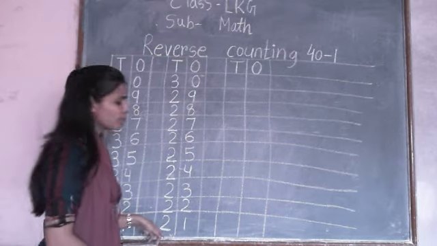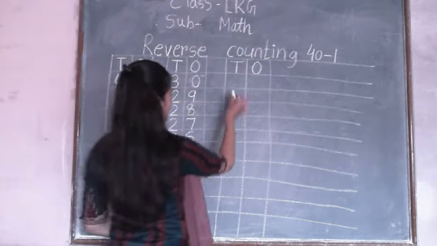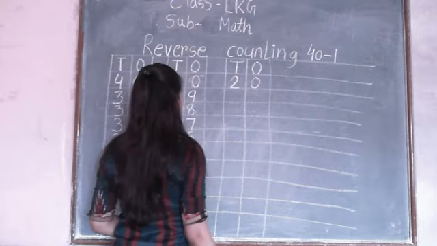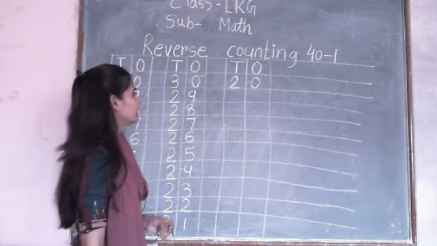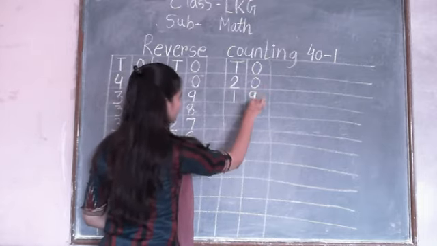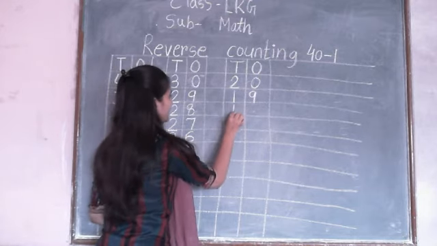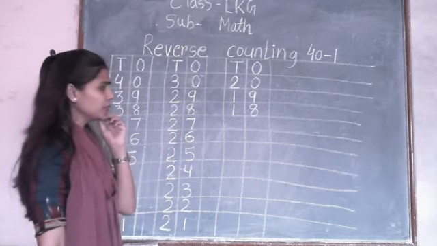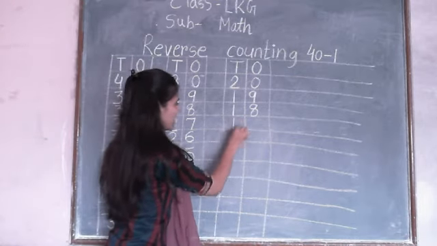Now, what is the before number of 21? What is the before number of 21? 20, 20. Right here, 20. All of you write 20. Now, before 20, which number will come? Before 20, 19 will come. 19. Before 19, 18. Okay, write with me. Before number 18, 17. Write 17.